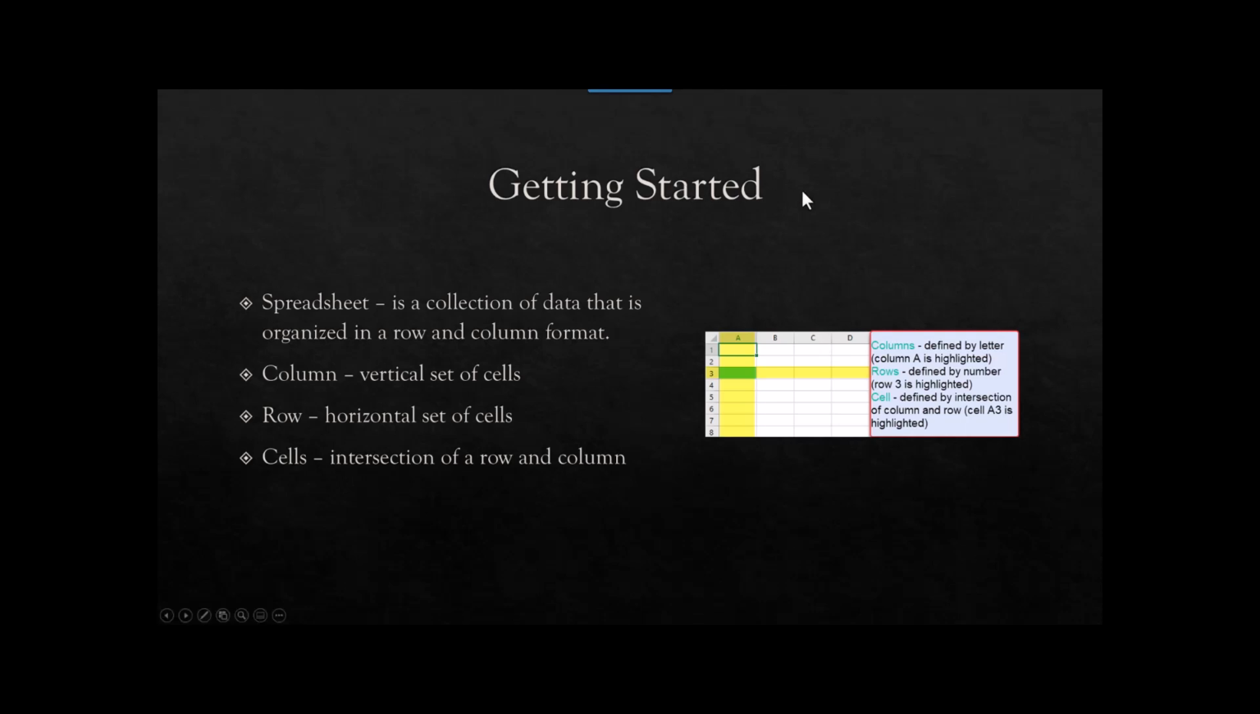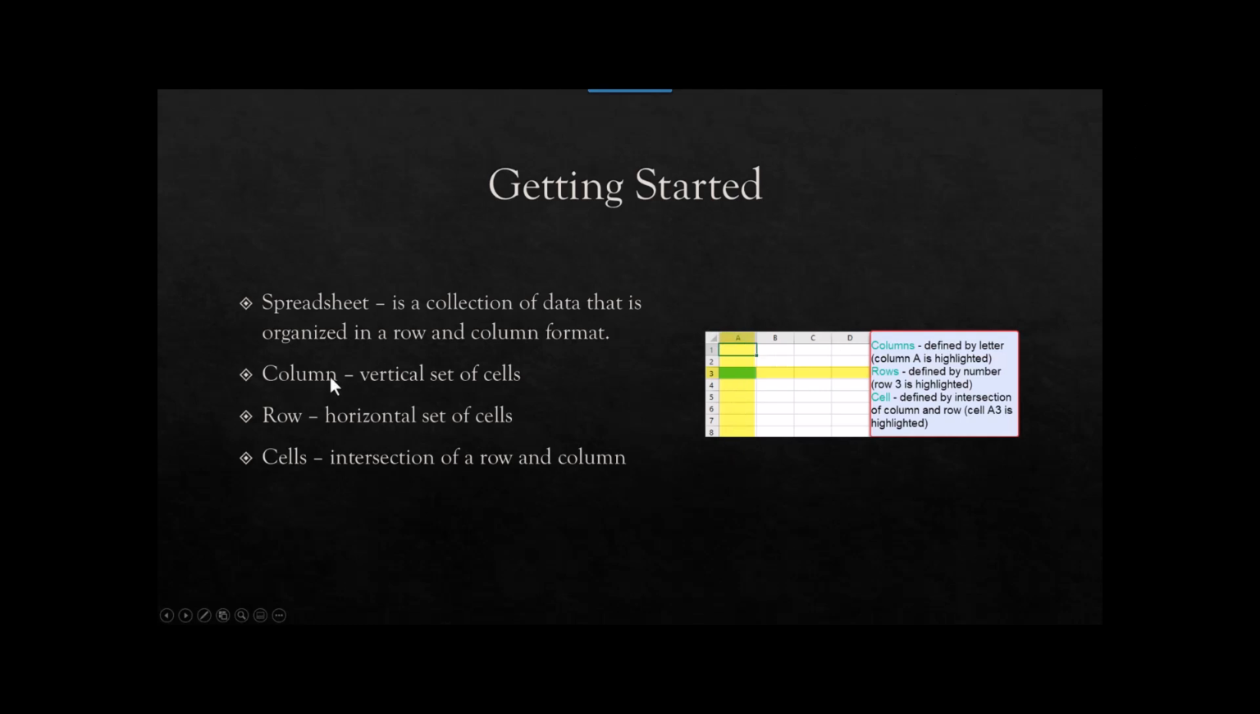So first of all, Excel is a spreadsheet. Okay, so what does a spreadsheet mean? Well, it is a collection of data that's organized in a row and column format. So if you look at my image here, I have some information highlighted.